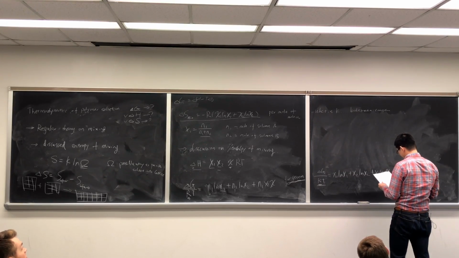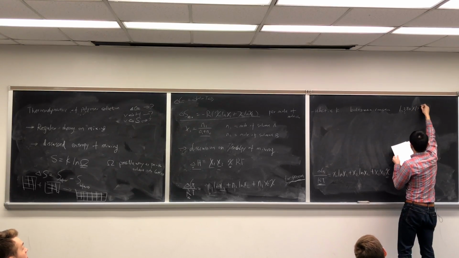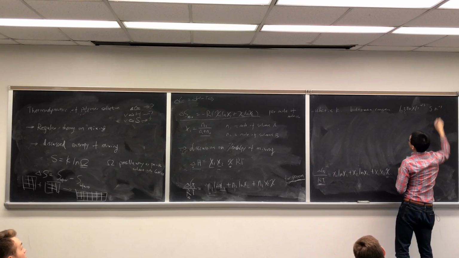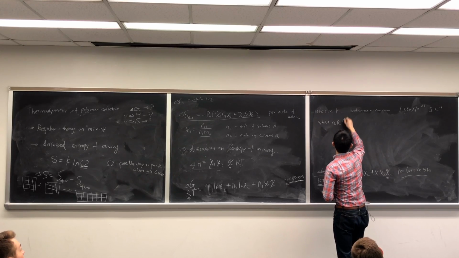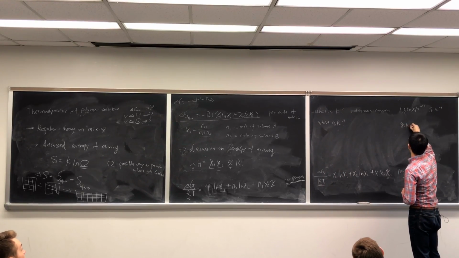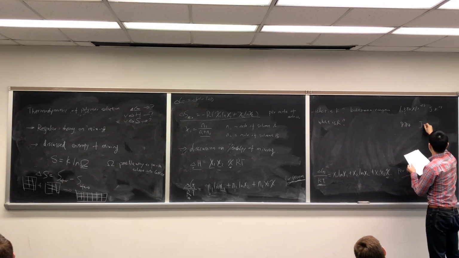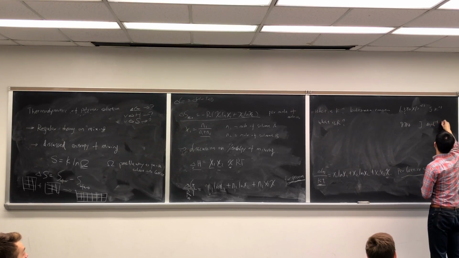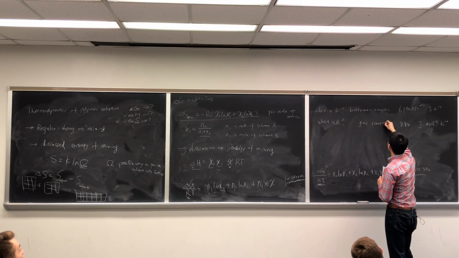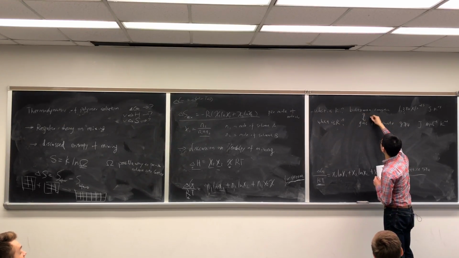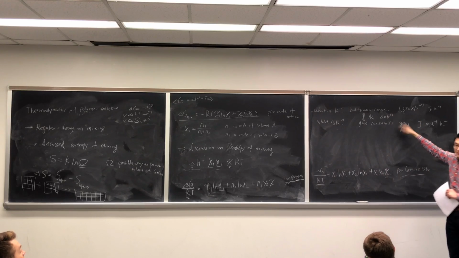How big is k? It's about 10 to the minus 23 J per K. So that's the Boltzmann constant. How about R? It's 8.314 J per mole per K, so mole inverse and K inverse. This is called the gas constant. And the difference between them is just the Avogadro constant. So that's the difference.